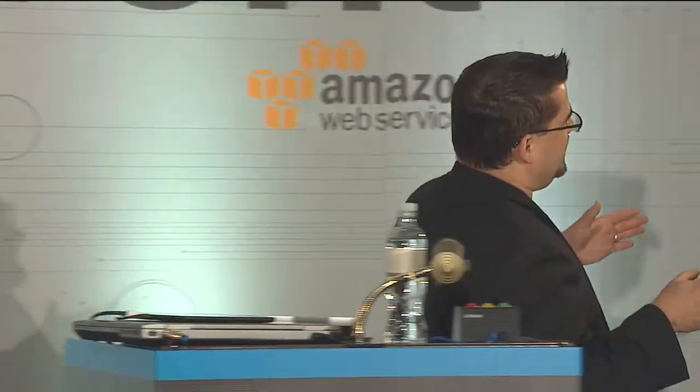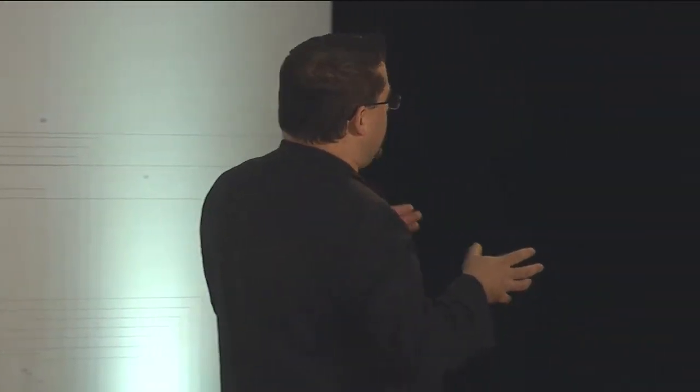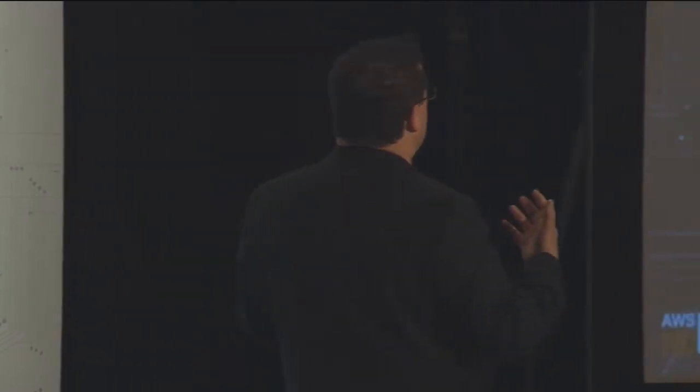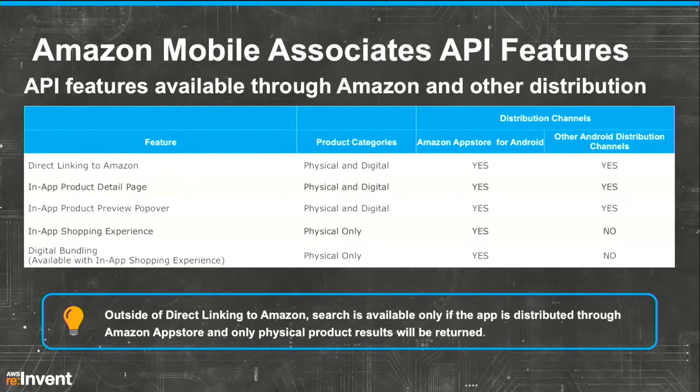So here's a breakdown of everything. Basically, all you have to remember is that if I want that in-app experience, I need the Amazon App Store. And that runs on both Kindle and Android devices. If I'm going to go outside the Amazon App Store, that's when I'm doing the direct linking. I'm going to show you what both of those look like. So let's go ahead and set up our app.